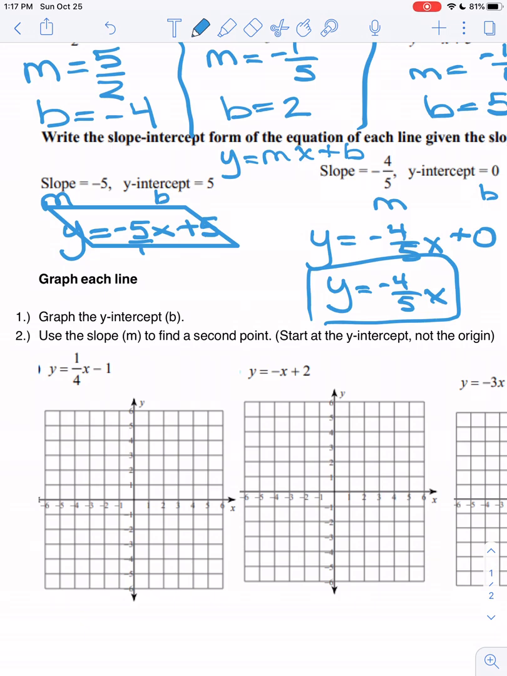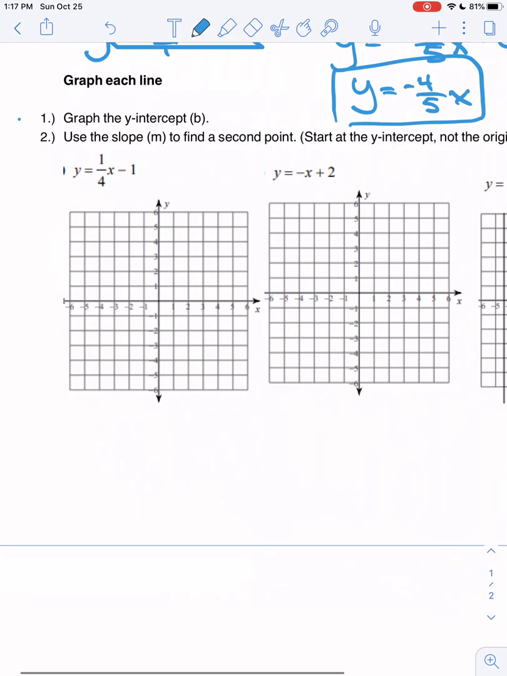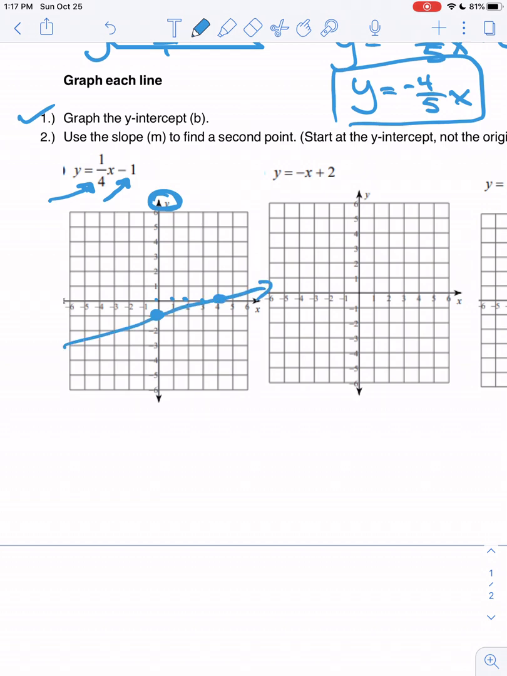All right, let's practice graphing in slope-intercept form. So the first thing you want to do is graph your y-intercept. So you go on your y-axis, that's the vertical axis, and we're going to find a negative 1. Remember, if it's a minus 1, that's considered a negative 1. So on the y-axis, I'm going to go to negative 1, and now I'm going to use my slope to find a second point. So that tells me to rise 1, up 1, and then over 4. 1, 2, 3, 4. That's a second point, and we're going to sketch in the line.